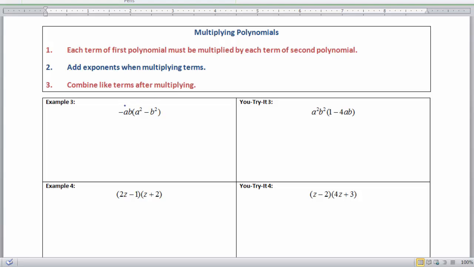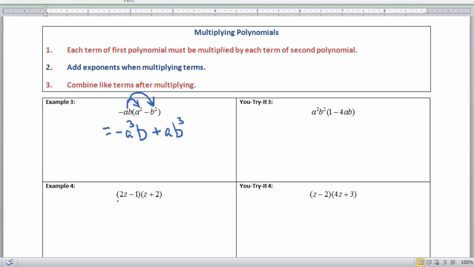So this really just amounts to distributing the negative AB. So what you're really doing here is just doing this kind of thing, right? So you have negative AB times A squared. So you add the exponents of the A's there, and you get negative A to the third B. And then negative AB times negative B squared. Well, it's a negative times a negative, so it'll be positive. And then B times B squared is going to be B cubed. So it's AB cubed. So negative A cubed B plus AB cubed. And so that was just distributing because it was a monomial times a binomial, right?